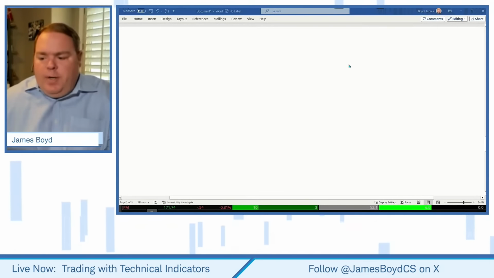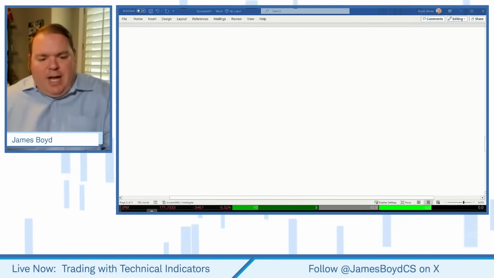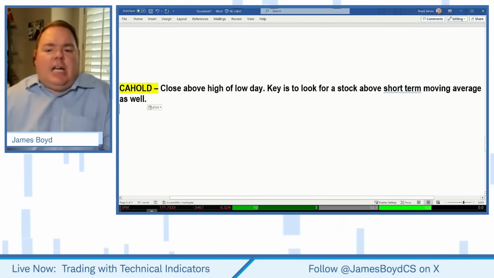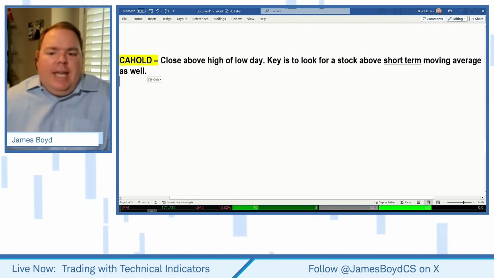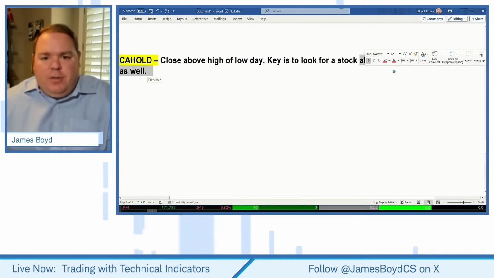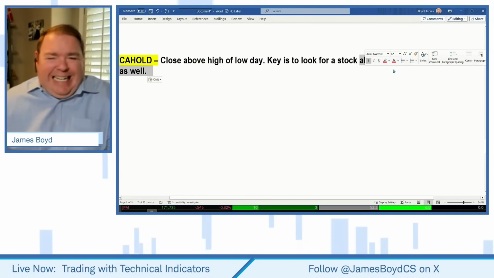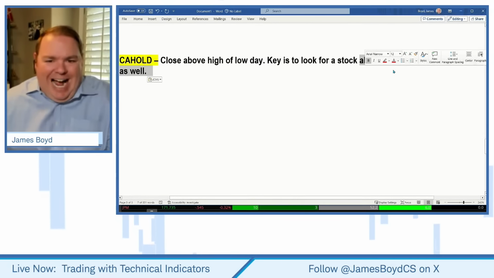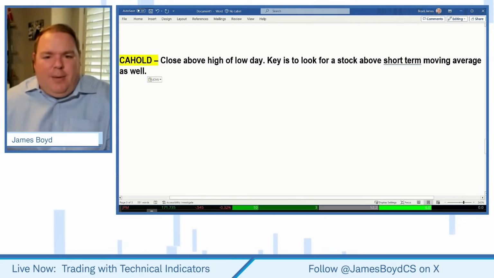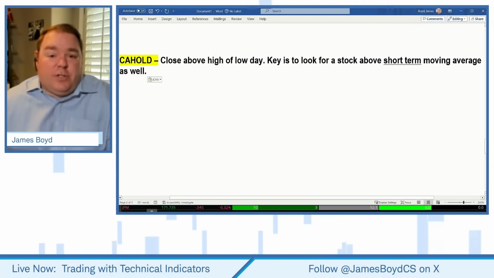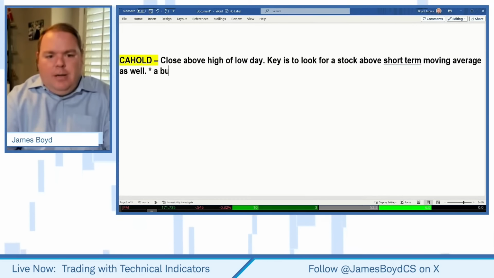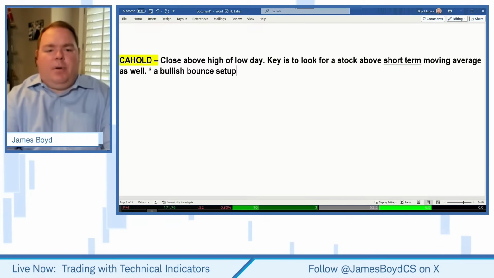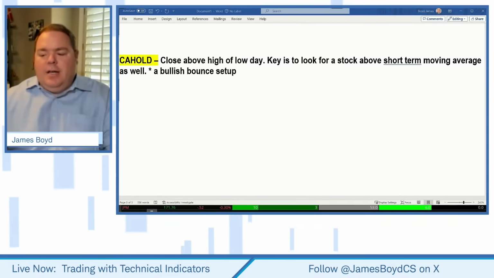So when you take a look at this, when we say Cohold, that just stands for close above the high of the low day. That's just a classic, what we call a bullish bounce setup. The key to this is that the stock is above a shorter term moving average, okay? So an investor would like to see Cohold if the stock was above a moving average. A Cohold in a downtrend is not as significant because, well, you're buying the stock below potential support, okay? And that's what we just call a bullish bounce setup, okay?